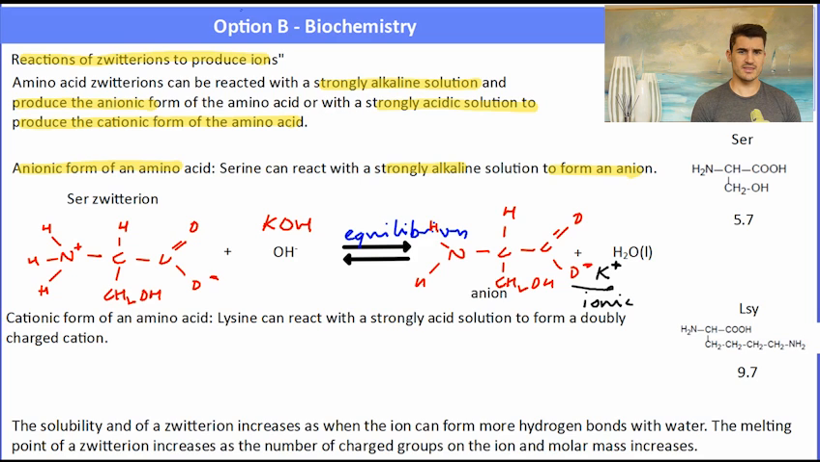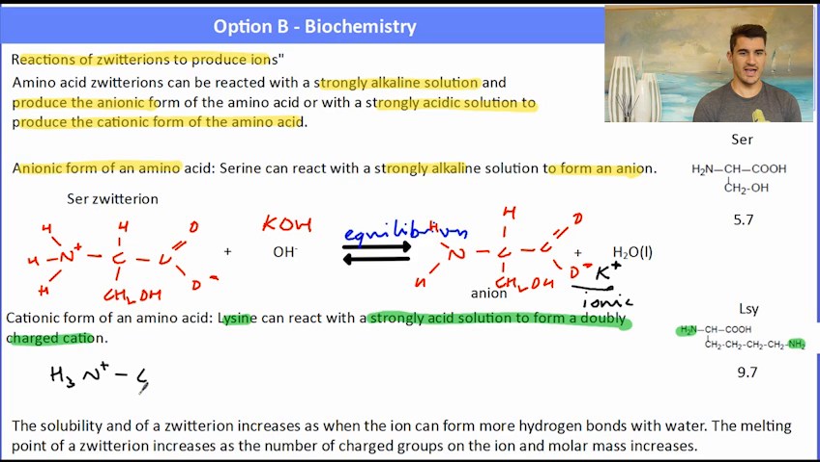We can do the same thing with lysine. Lysine will react with an acid to form a doubly charged cation. Now, how can that occur? Well, lysine actually has two amine groups. So those two amine groups could both accept a proton, act as a base, giving us a doubly charged ion.